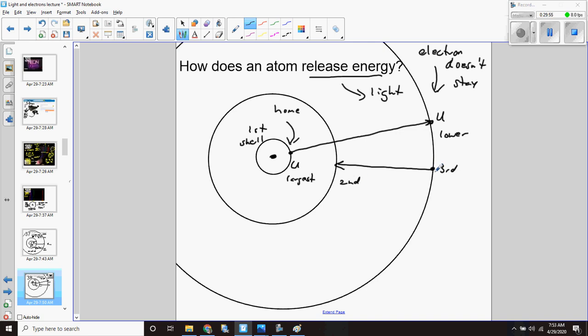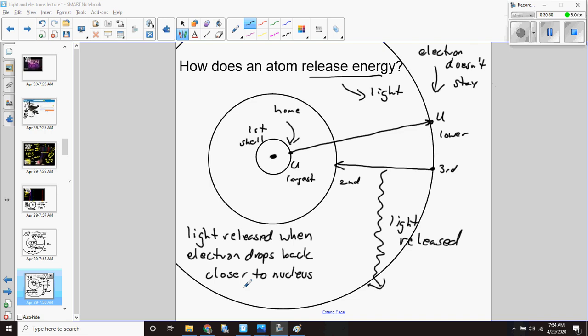In this process, when the electron drops back closer to the nucleus, that is the process which releases our light being given off. So when atoms give off a color, whether it's in a firework or in a hydrogen lamp, the light that's being released occurs when the electron drops back closer to the nucleus. And that's a really important conclusion. I wrote this down just to have it as a note. So this is the way that atoms release energy after they absorb it.